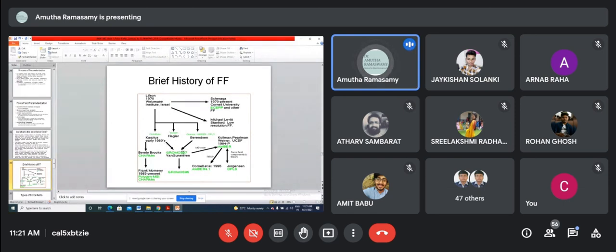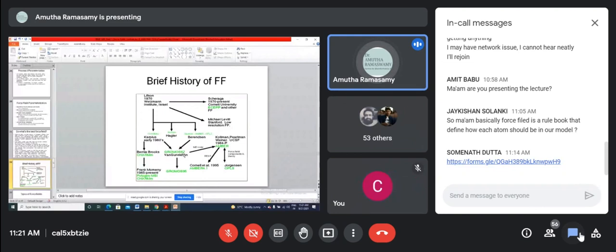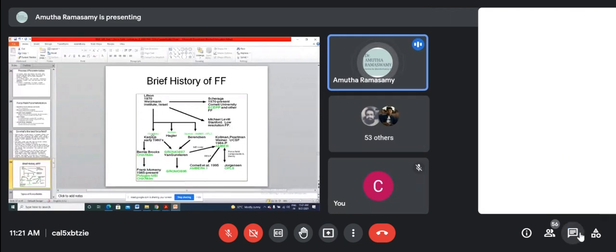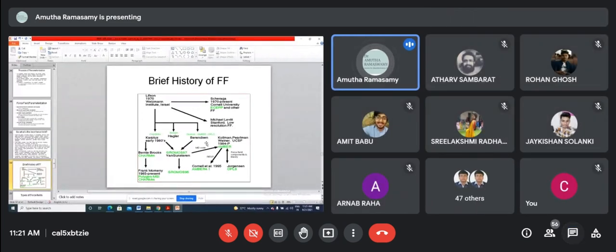And these two people made this GROMOS 87 version. Initially, Karplus was working on CHARMM and Berendsen was working on GROMOS, and in the end they both made GROMOS 87 under one leadership. You know, these are all the research sides that they worked on.